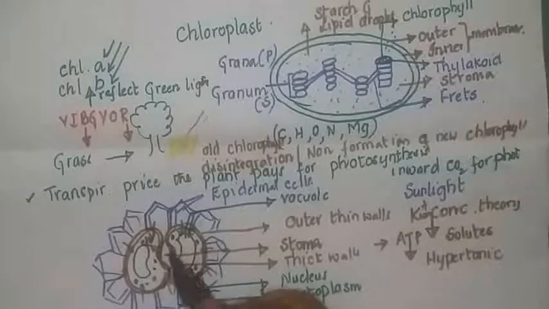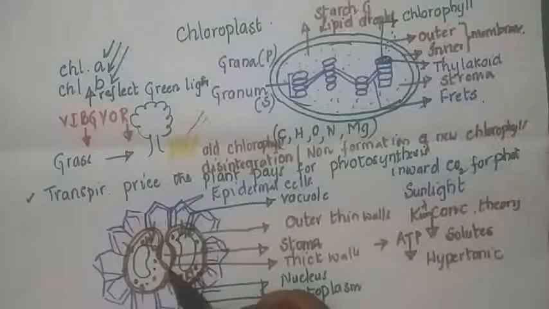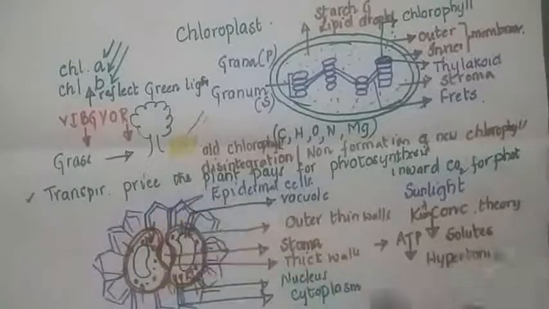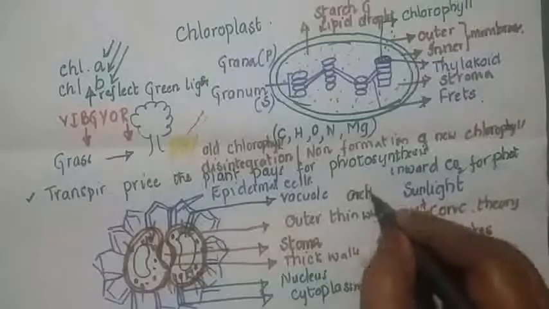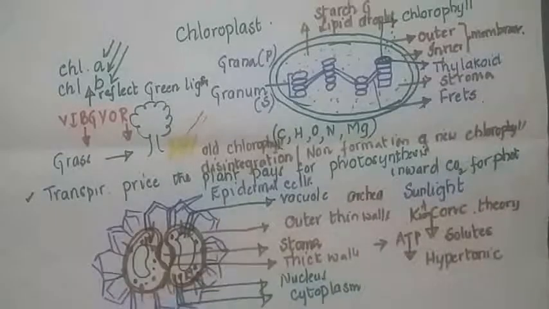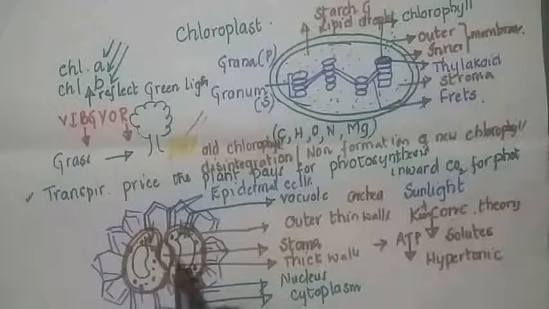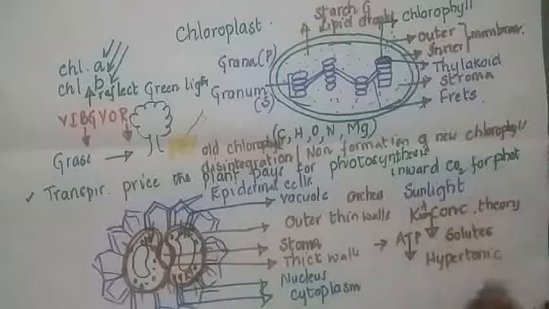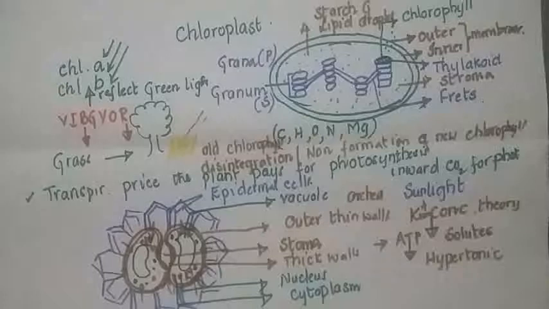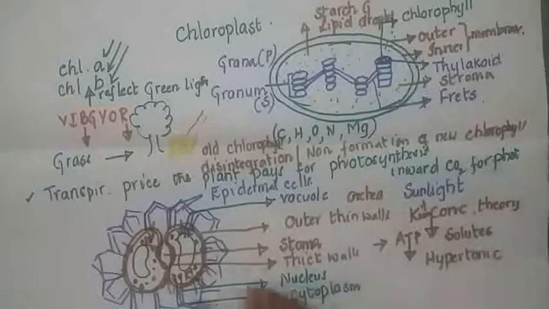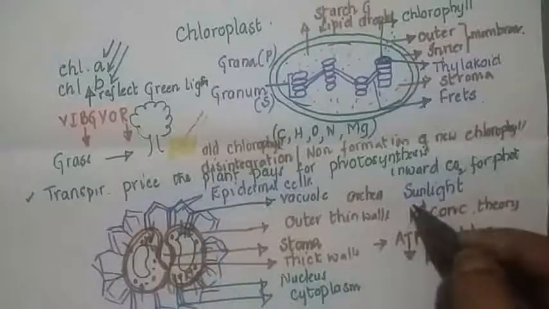So automatically the inner thick walls which are already curved, or already arched, become more arched, thereby opening the stoma during the day. So thus the guard cells are kept open during the day because of this potassium concentration which increases in the guard cells, whereas at night there is no photosynthesis occurring in the guard cells in the absence of sunlight.